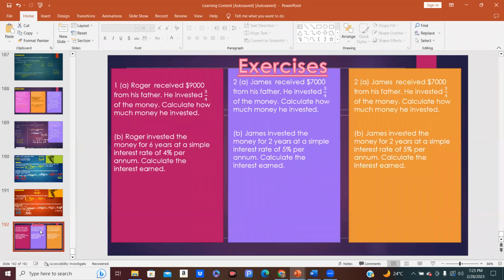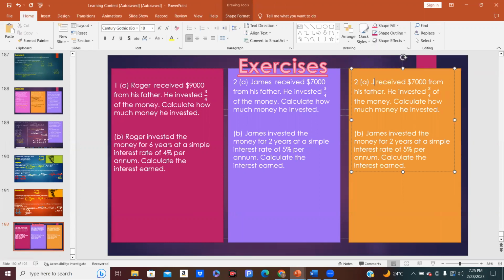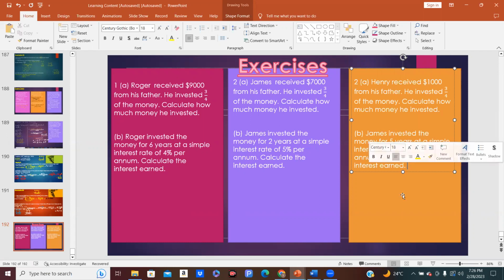All right, and then example number 3. Let's say Henry receives 1,000 from his father, and he invested 3/4 of his money. Let's say the time is 5 years, and the interest rate is 2% per annum. Calculate the interest.